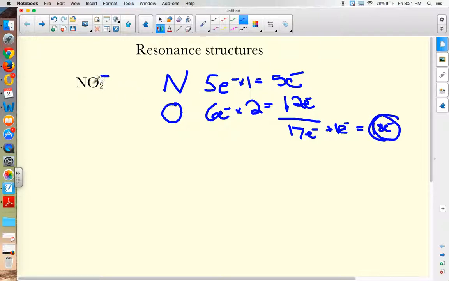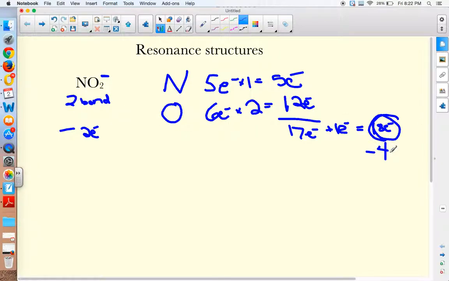So what I'm going to do is think about the bonds. I've got 3 different things here, so a minimum of 2 bonds. And remember, every bond is going to be represented with a line, which is really going to be equal to 2 electrons. So 2 bonds would be 4, so we're going to subtract 4 electrons from the 18. And that gives us 14 electrons. So we're going to draw the nitrogen and the oxygens. There's my 2 bonds that I just subtracted right here.